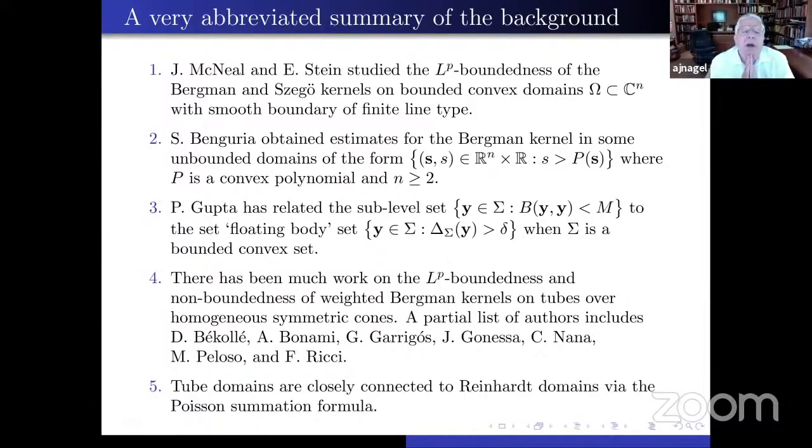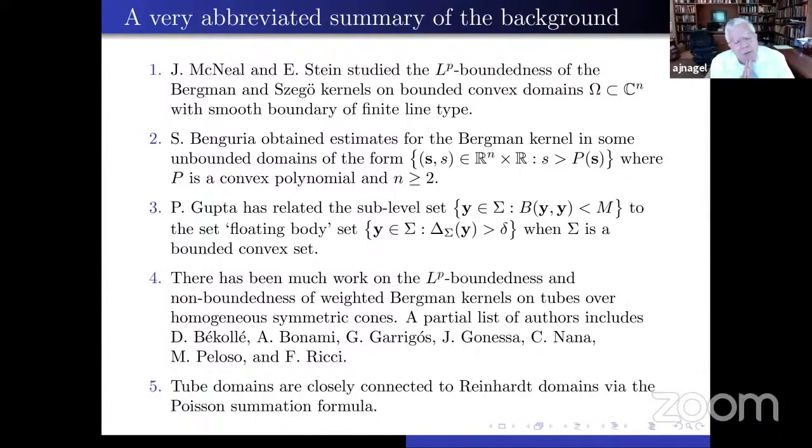in the domain. A former student, Soledad Benguria, studied these domains above the graph of a polynomial when P is convex, and she considered some examples like this. Gupta has studied the relationship between the sublevel sets of the Bergman kernel for tubes over bounded convex sets, and certain floating bodies of these sets, which is the set, say, where the volume of the minimal cone is bigger than delta. And of course, there's been a huge amount of work on the L^p boundedness and non-boundedness of Bergman kernels over tubes on homogeneous symmetric cones. And I've tried to list at least some of the authors. If I've left out some names, I'd like to apologize.